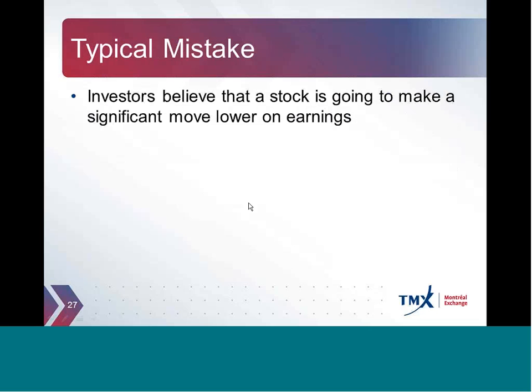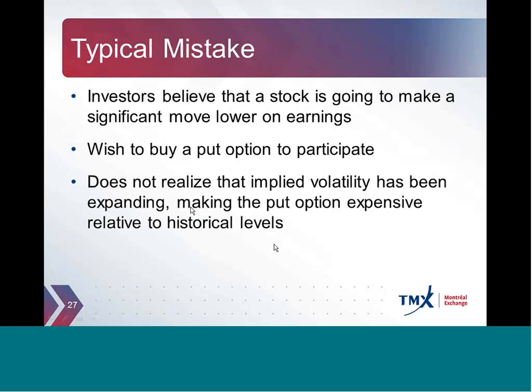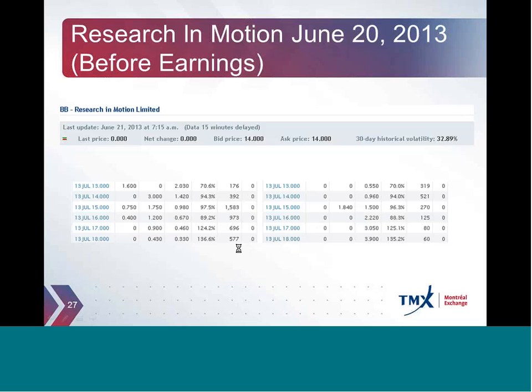Now, here's a typical mistake. Again, I'm going to go back to that RIM example, but the investor believes that a stock is going to make a significant move, let's say lower on earnings, and they wish to buy a put option to appreciate, but do not realize that the implied volatility has been expanding, making the option expensive relative to its historic levels. So when we take a look at Research in Motion now, obviously, it's not RIM, sorry, BB in this case, BlackBerry, dropped substantially on those numbers.